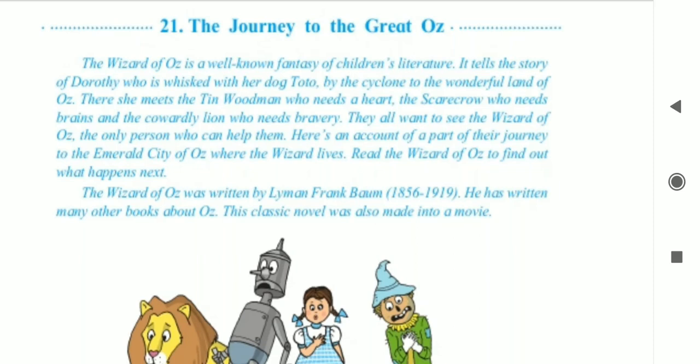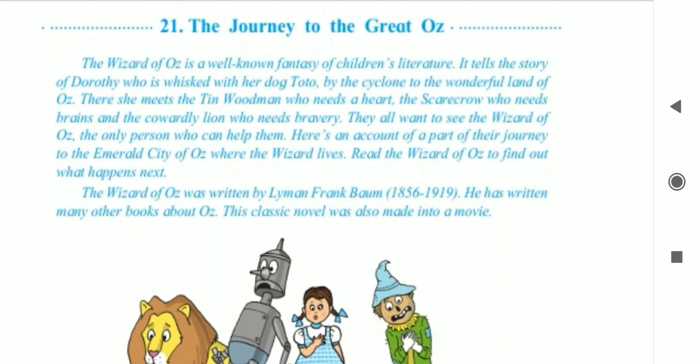Good morning, boys. Today we shall begin with the new chapter of English, that is, The Journey to the Great Oz. I'll show you the PDF file of the textbook on the screen, or you can take out your textbook and go through it while I am reading the lesson. So kindly pay attention in your textbook.